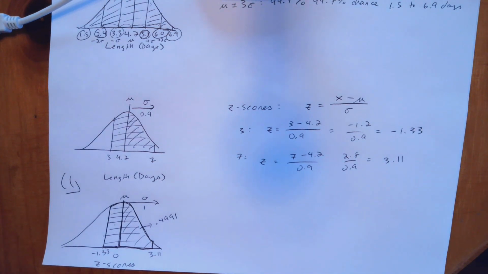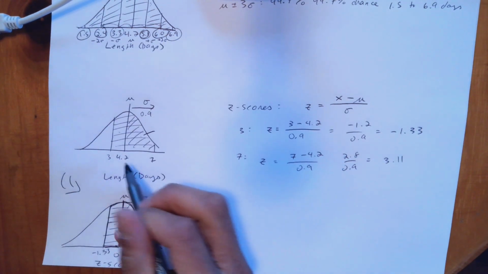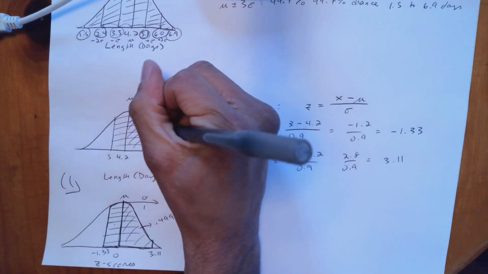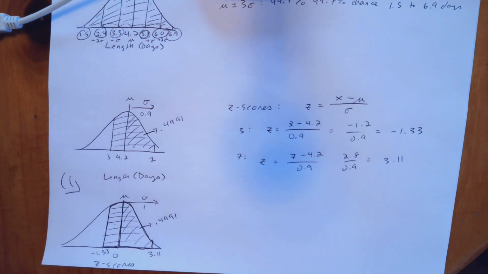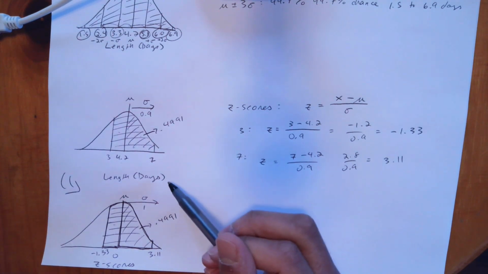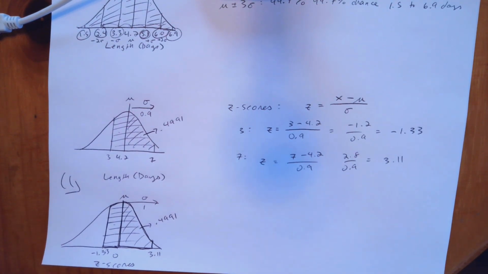It also tells us that our area under the curve between 4.2 days and 7 days is 0.4991. Because again, these two graphs are exactly the same in every way, except that in this one we're counting in days, and this one we're counting in z-scores.